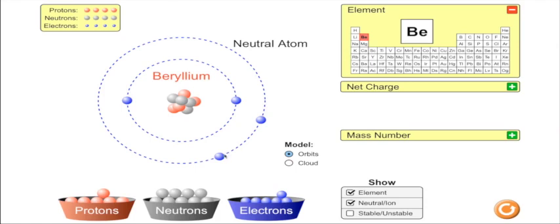We count the number of electrons in the outermost shell. They will give us the group in which that particular element belongs, and then we count the number of shells it has. It will give us the period in which that particular atom belongs.